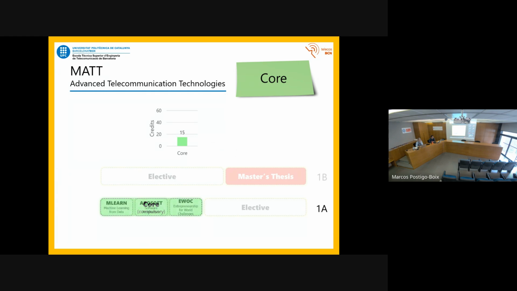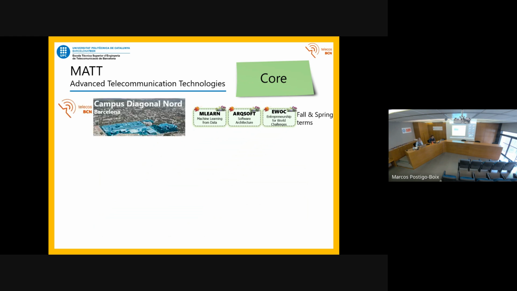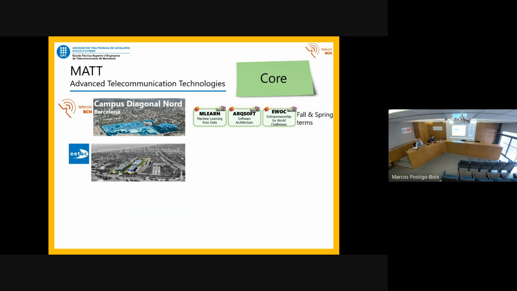In this case, the compulsory part of the master are 3 subjects that are related to innovative technologies and entrepreneurship. These subjects are machine learning from data, software architecture, and entrepreneurship for world challenges. And those subjects are given in Barcelona in both semesters, and in Castelldefels. We don't know about next year, but at least this year they have offered the subjects MLearn and software architecture in the fall term only, okay? And in a group 90 to differentiate this group of Castelldefels from the groups of Barcelona.